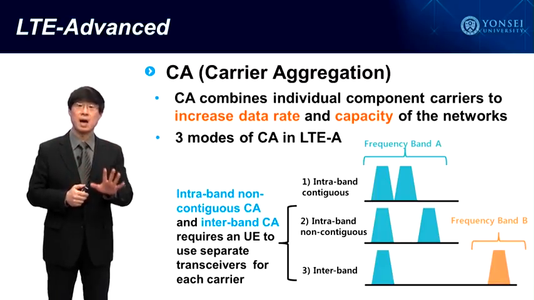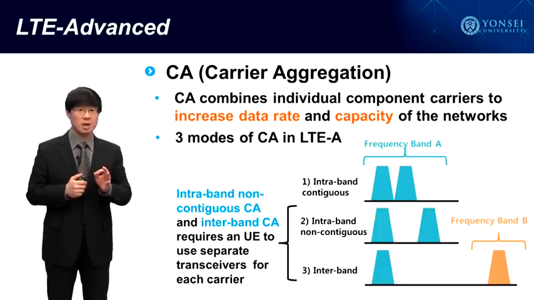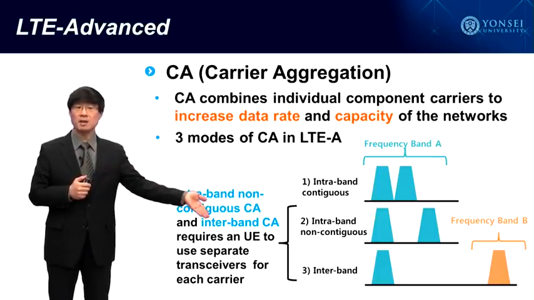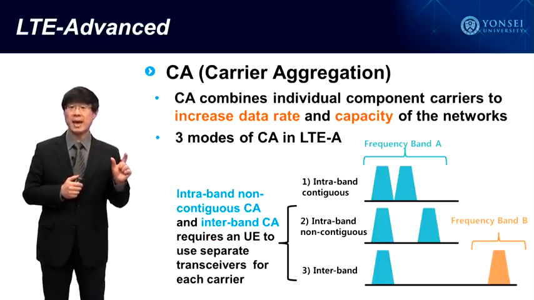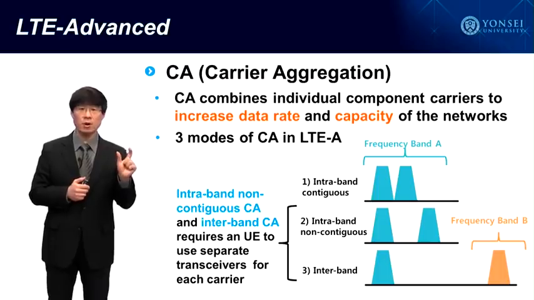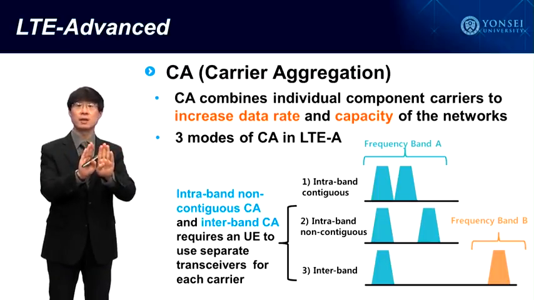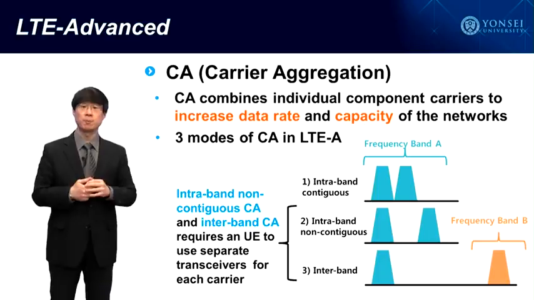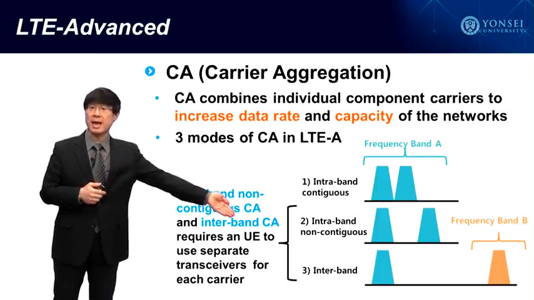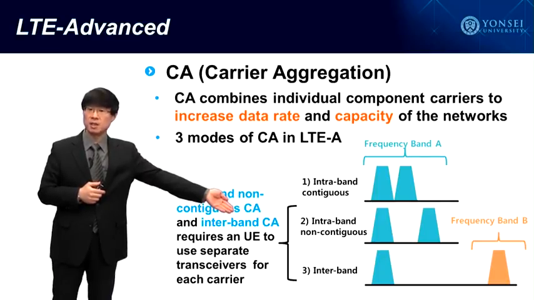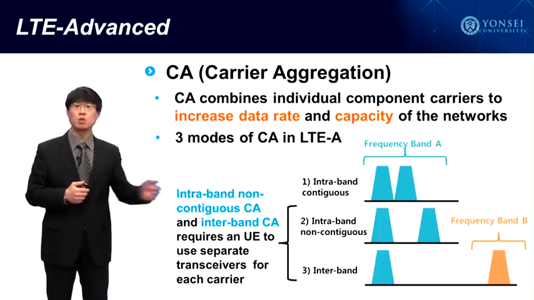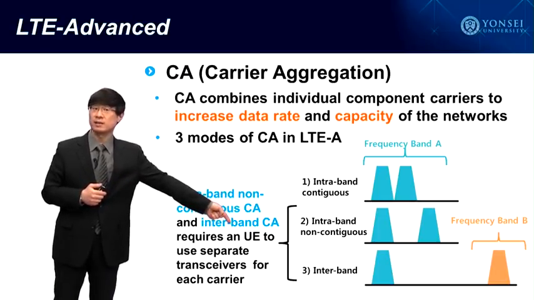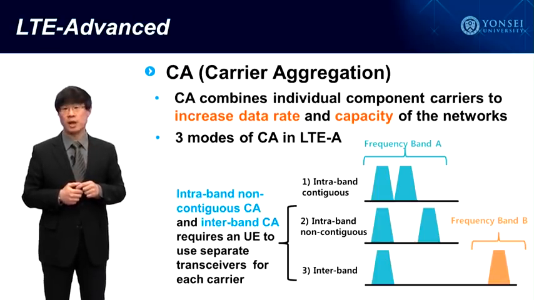Now, when you're using intraband non-contiguous or interband techniques, the frequency bands that you're using in the carrier aggregation are not neighboring frequency bands. They are separated. They're either in the same band but separated in distance of frequency, as in intraband non-contiguous, or they might actually be in different frequency channels. And you pull them together to get a higher data rate, like you do in interband carrier aggregation.